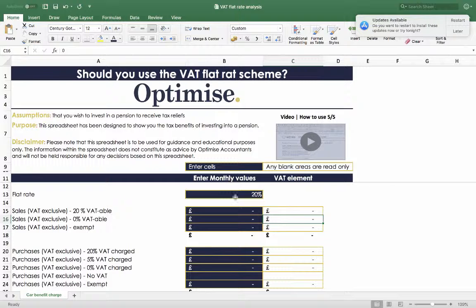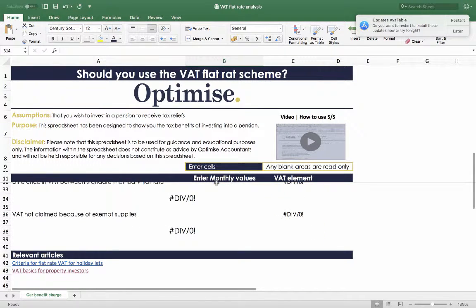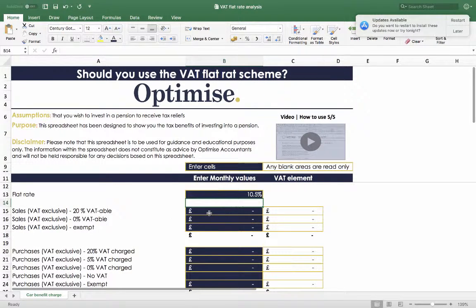And so what we're going to do is we've got the flat rate scheme, and the flat rate scheme actually is 10.5% for the holiday let scheme. So you can enter that information in there. We do have details about flat rates, which you can then click onto one of these links down below and get access to that. A couple of things you can do then is say, well, we need to enter some information here to understand whether the VAT flat rate scheme works for you or not.